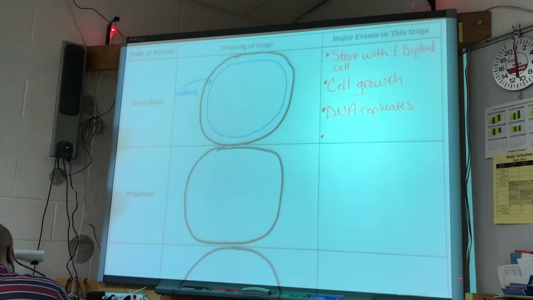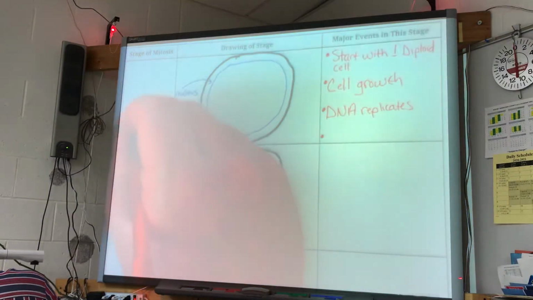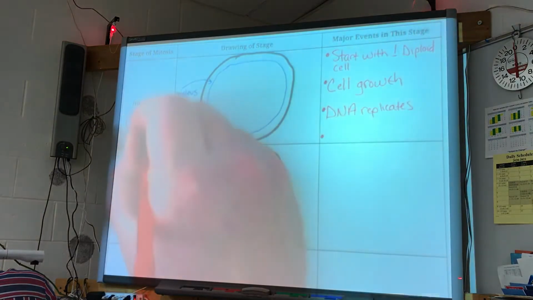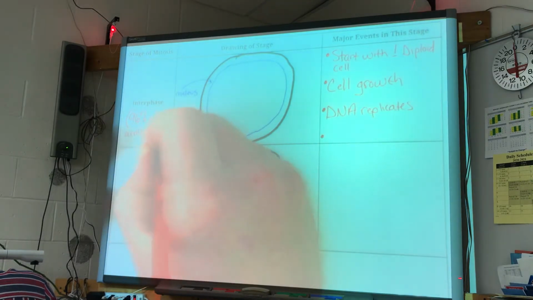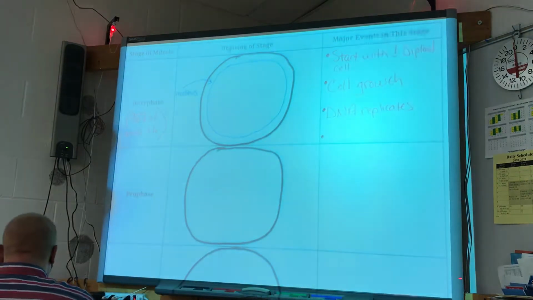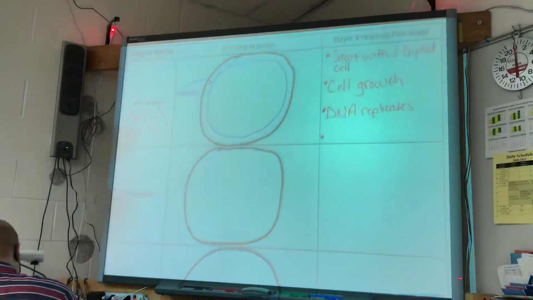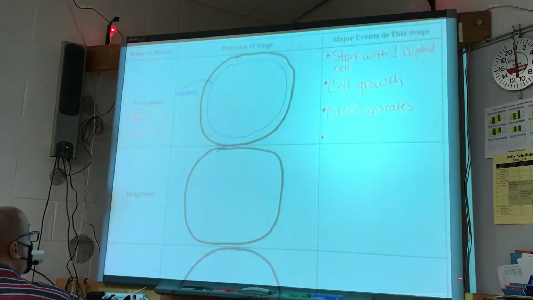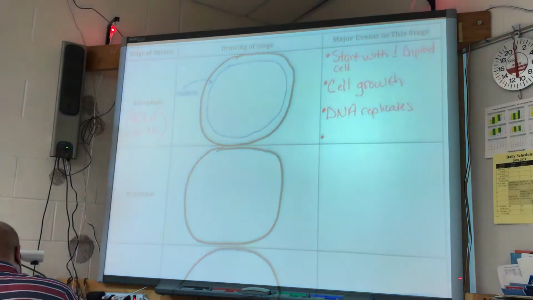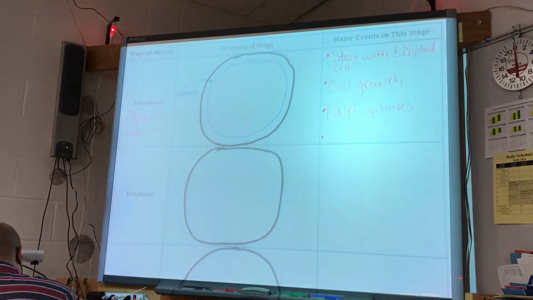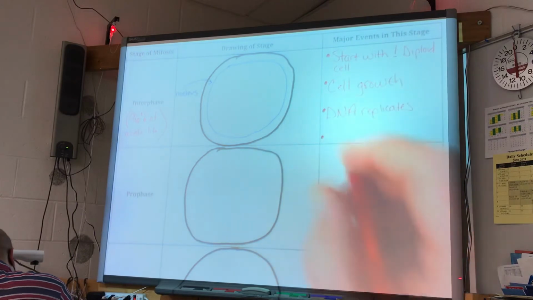90-some percent of a cell's life, 95, 96, somewhere in that ballpark, is spent in interphase, growing, copying its DNA. During G1 it grows, in S the DNA is replicated, and in G2 it prepares for division. But what else is going on during a cell's life? If it's a muscle cell, what does a muscle cell do for most of its life? Be a muscle. Exactly.